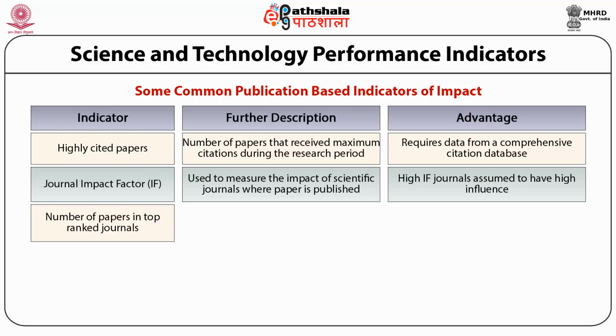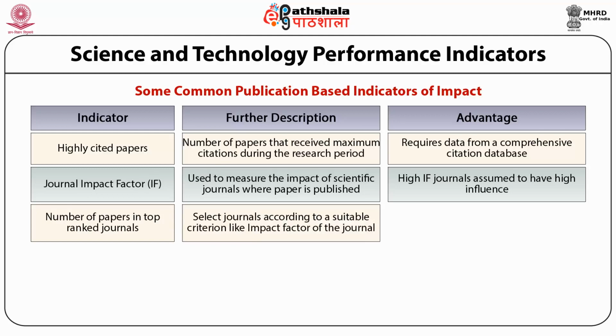Number of papers in top ranked journals helps to select journals according to a suitable criterion like the impact factor of the journal. It does reflect the potential impact of a paper, however, it does not take the size of the analyzed time duration into account.